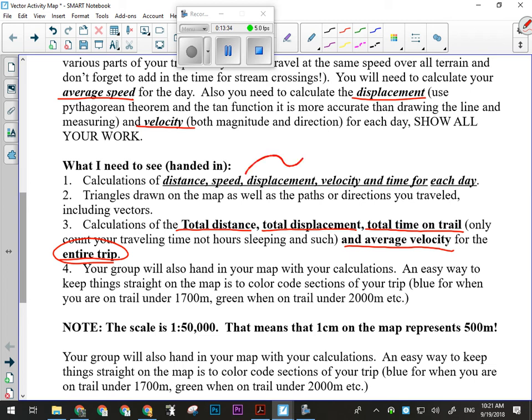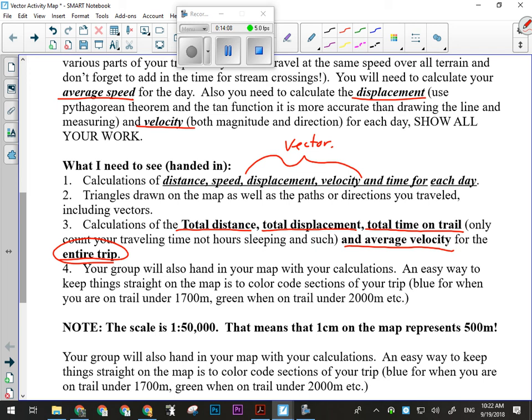Remember that displacement and velocity are vector quantities. If you don't have vectors on both of them, you will lose marks, especially since displacement and velocity for the same trip have the same vector. Okay, so it's senseless to forget it on one when it's exactly the same number. All right, so don't forget things like vectors. All right, and again, show your calculations as well. This is going to be handed in on paper, okay, not through Google Classroom, so keep everything.